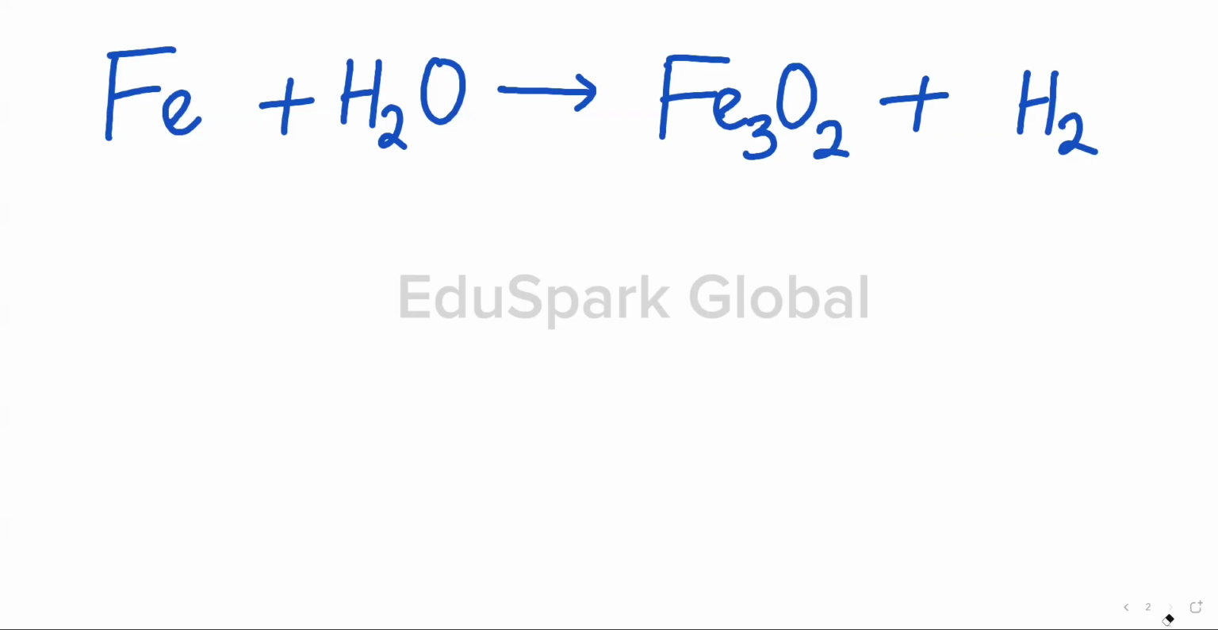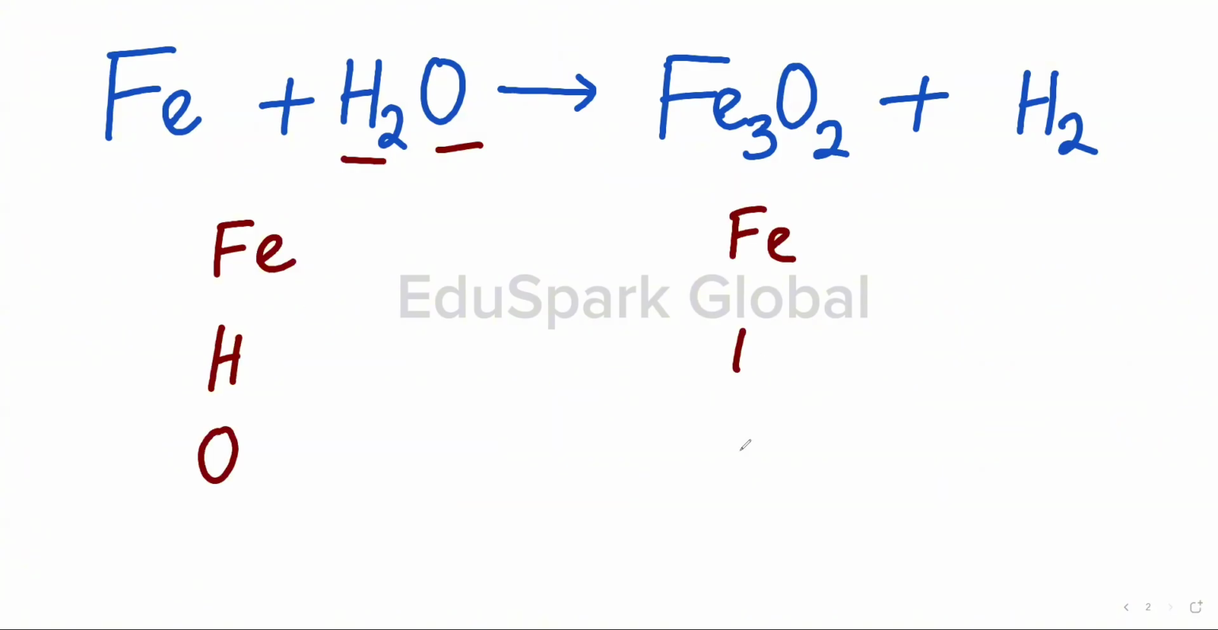Now, whatever element you have on the left-hand side, that will be the same element you have on the right-hand side. So starting with the Fe, we have Fe, we have hydrogen, and then oxygen. Now that means that also on the right, this is exactly what you will have. Now we start with the Fe.